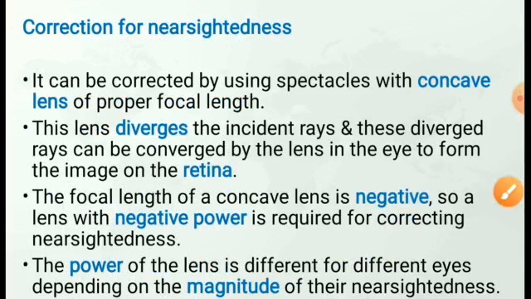The focal length of a concave lens is negative, so a lens with negative power is required for correcting nearsightedness. The power of a lens is different for different eyes, depending on the magnitude of their nearsightedness.